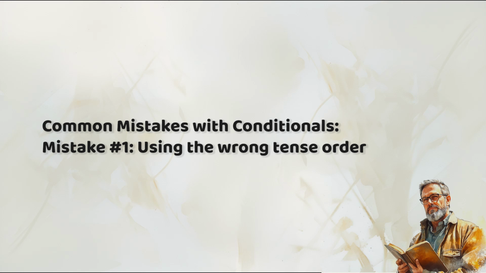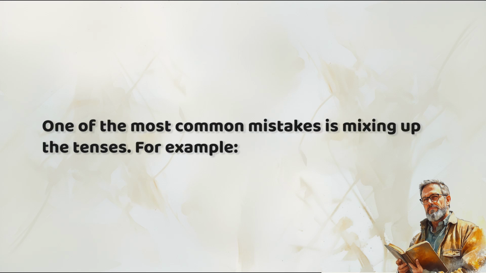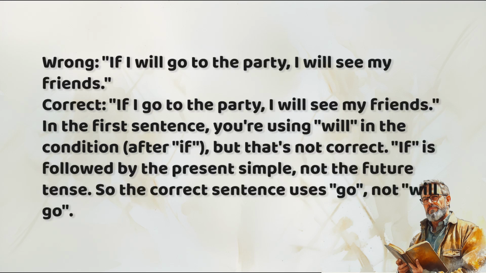Common mistakes with conditionals. Mistake number 1: using the wrong tense order. One of the most common mistakes is mixing up the tenses. For example, wrong: If I will go to the party, I will see my friends. Correct: If I go to the party, I will see my friends. In the first sentence, you're using will in the condition after if, but that's not correct. If is followed by the present simple, not the future tense. So the correct sentence uses go, not will go.